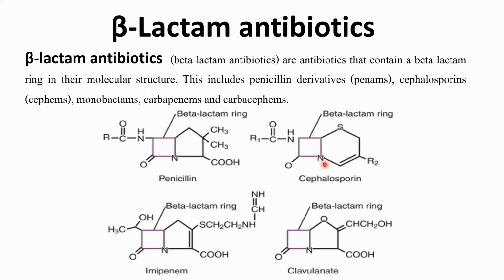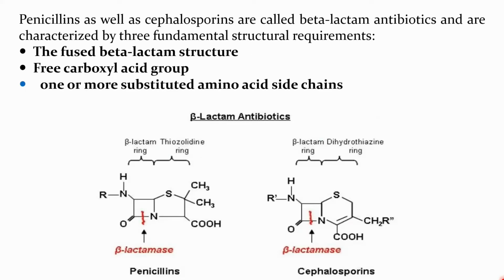Here you can see the presence of nitrogen, a double-bonded oxygen with NH and a side group. So all these antibiotics are very important in the treatment of bacterial infection. Here we are going to study the beta-lactam antibiotics, in that penicillin and cephalosporin. They are the main compounds in beta-lactam antibiotics.